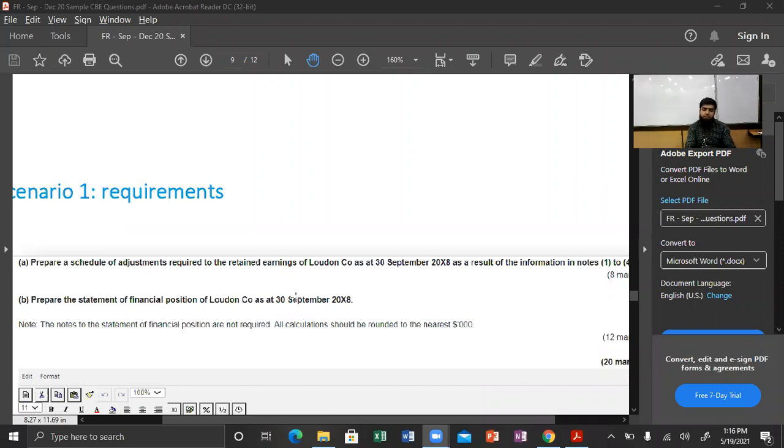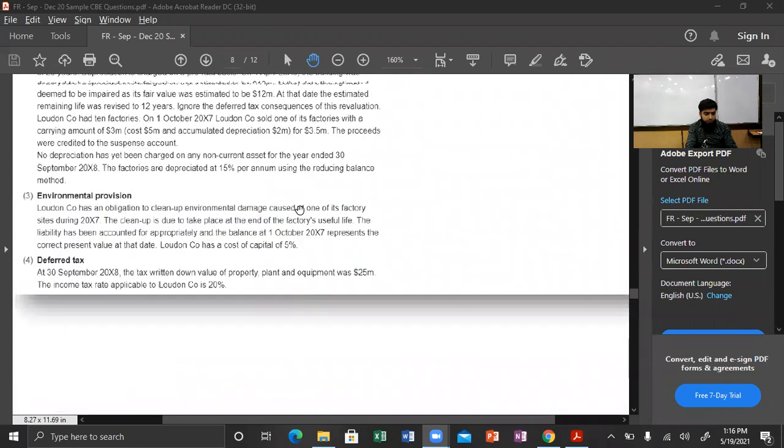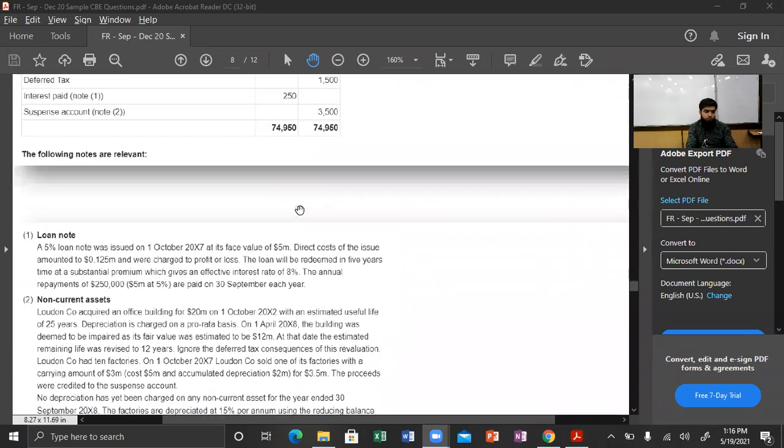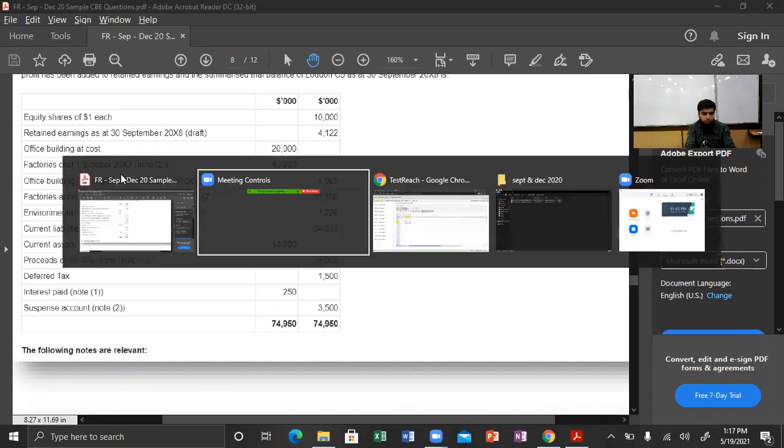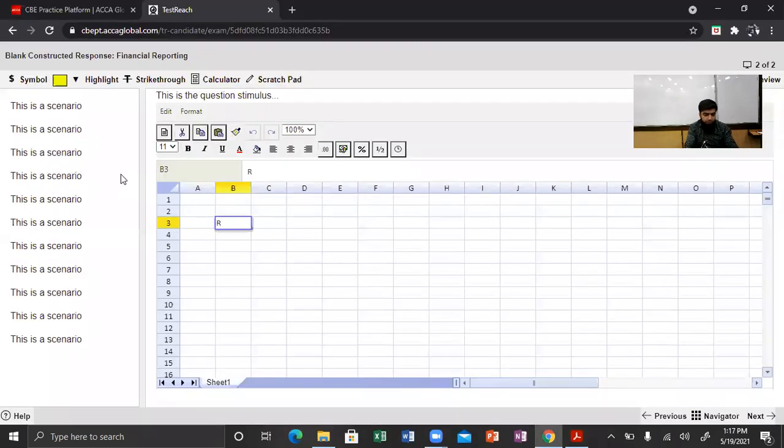So balance sheet. It means we need to prepare the balance sheet as well. So let's start with requirement one. We are going to adjust the retained earnings account first of all. So what is the retained earnings balance? The retained earnings balance which is given is 4122.